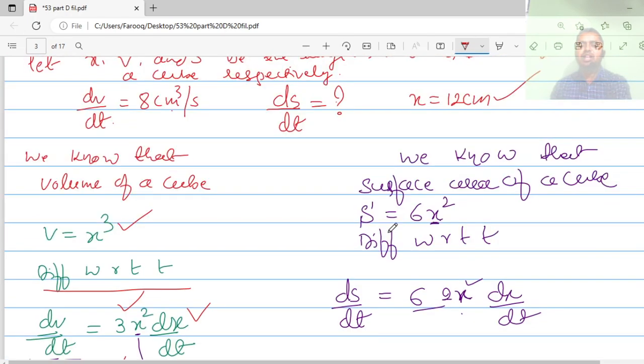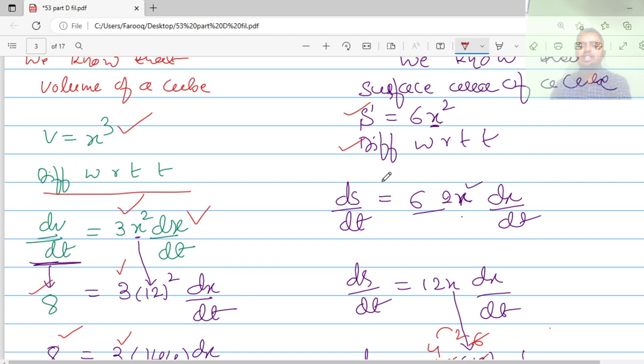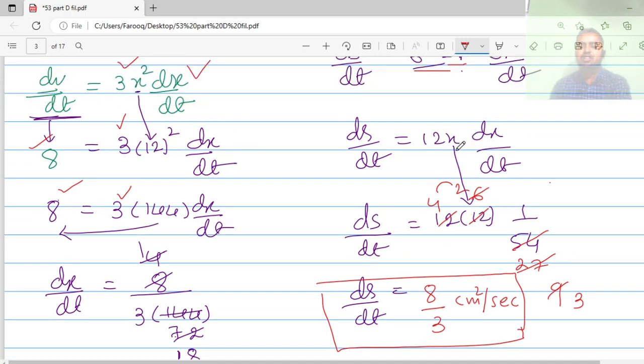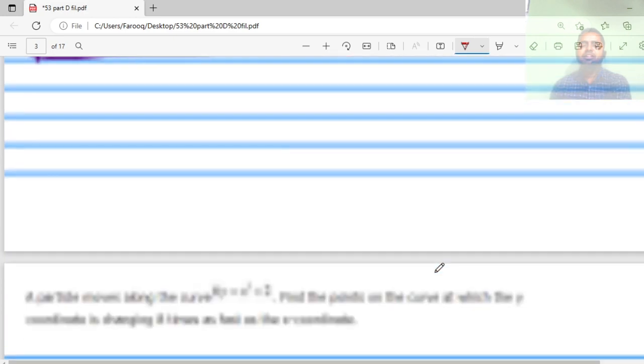Now we have to calculate the surface area. We know that the surface area of a cube, S, is equal to 6x square. Differentiating with respect to t, ds by dt is equal to 6 as it is, the derivative of x square is 2x, the derivative of x is dx by dt. 6 2s are 12, so 12x dx by dt. Put x as 12 and dx by dt as 1 by 54. Cancelling, 4 2s are 8, so 8 by 3 centimeter square per second.